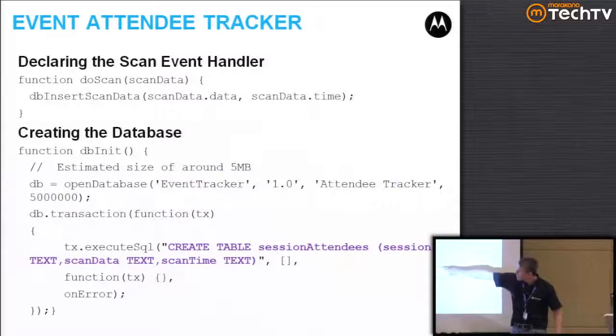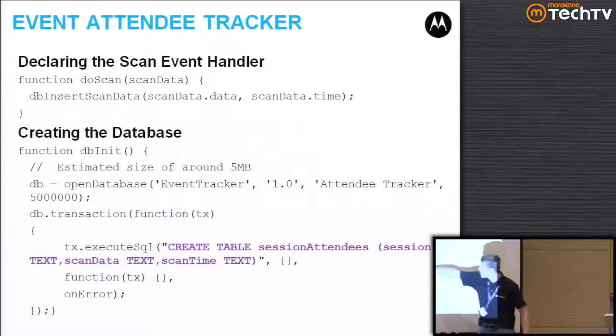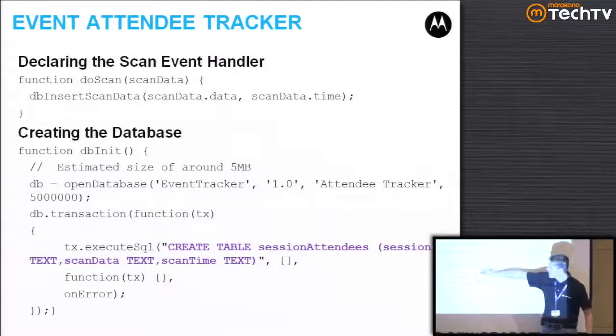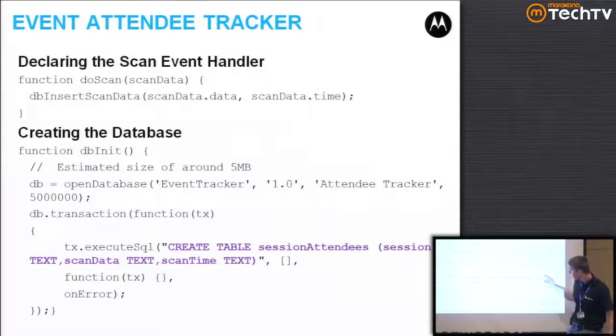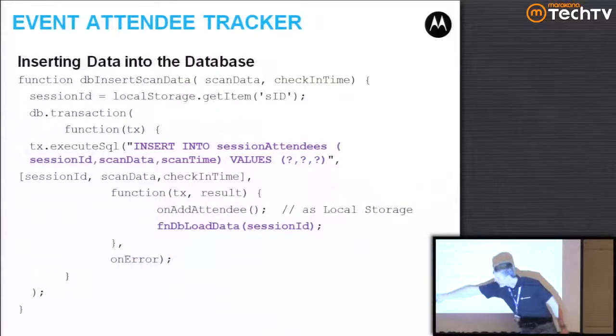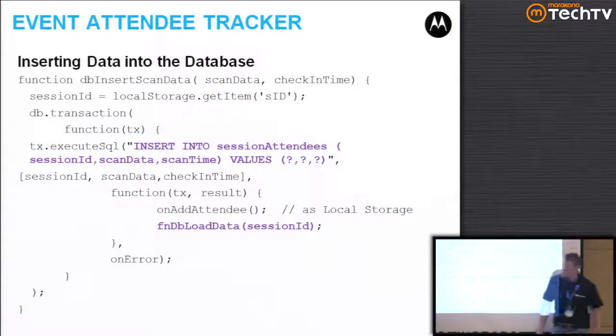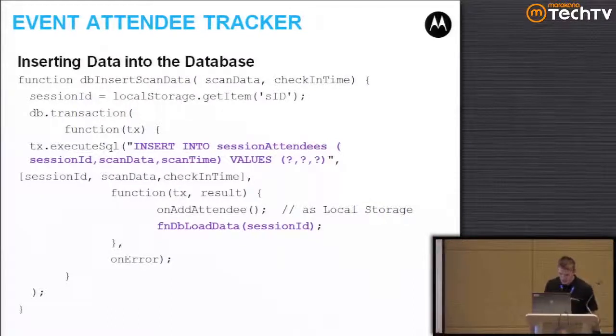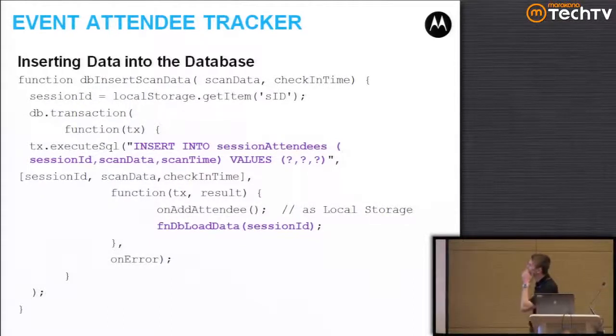You create the transaction and you say function tx, and then it's an anonymous JavaScript function that you give your SQL. And then you give it a function to execute on success, which in this case does nothing, and a function to execute if there's some kind of error. I'll come to that presently, but I'll just take you through the rest of the examples.